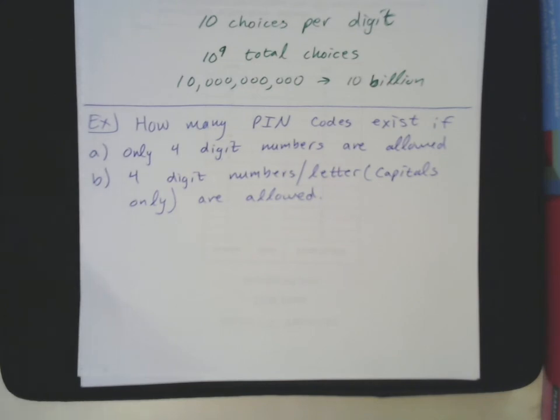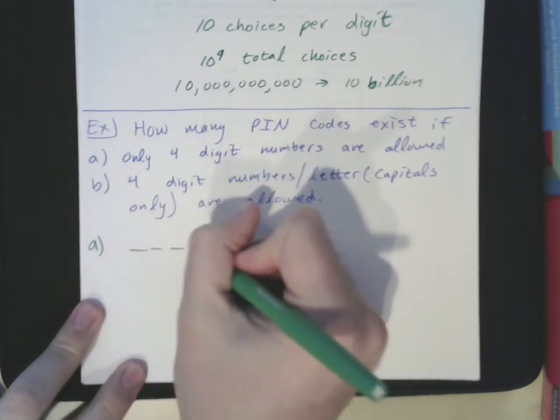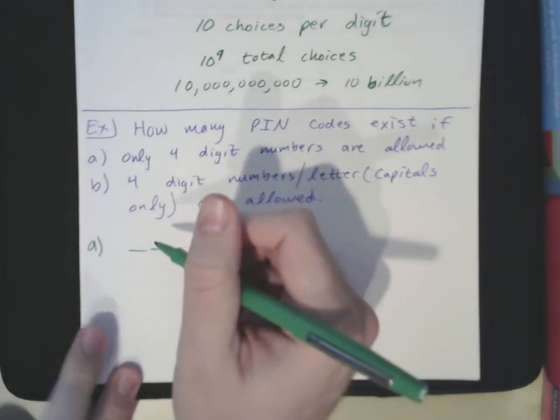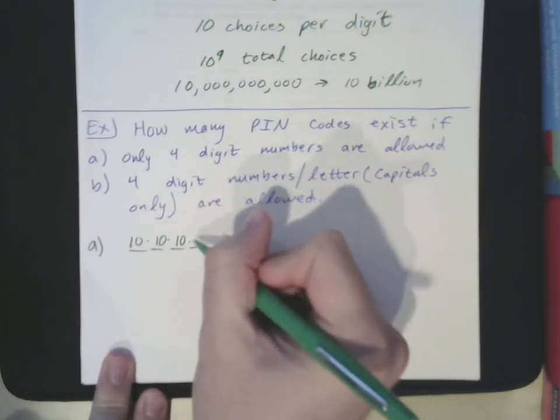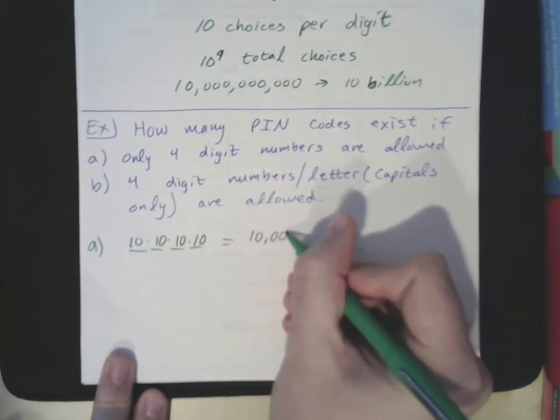So most banks use 4-digit PIN codes, and if we look at how many there are, again, our numbers can be anything from 0 to 9. So we have 10 choices for this one, 10 choices for this one, 10 choices for this one, and 10 choices for this one, for a nice grand total of 10,000.